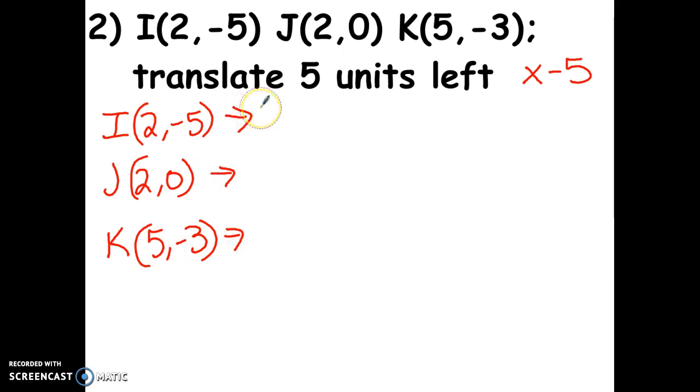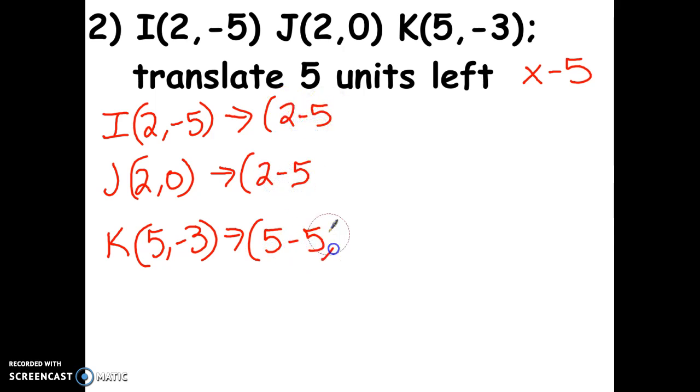Okay, so our x coordinates are changing this time. So it's going to be the x minus 5. So 2 minus 5, 2 minus 5, 5 minus 5. And just bring down your y's: negative 5, 0, negative 3.